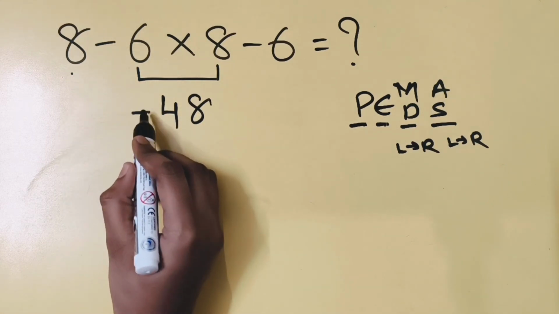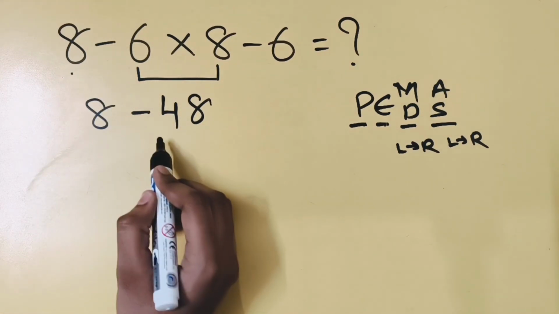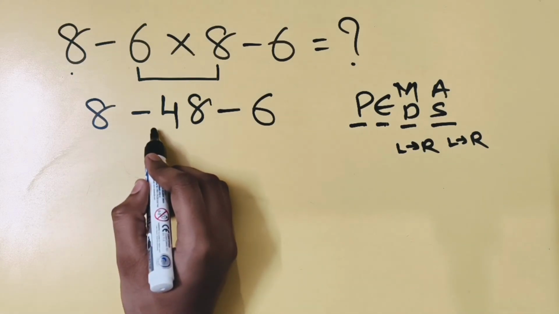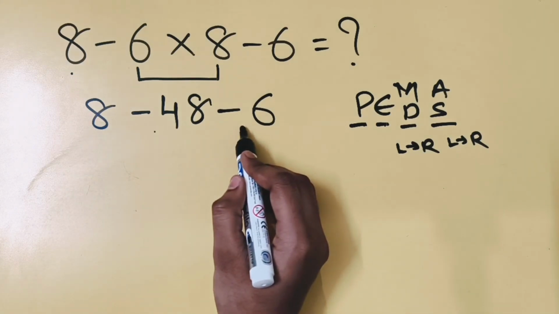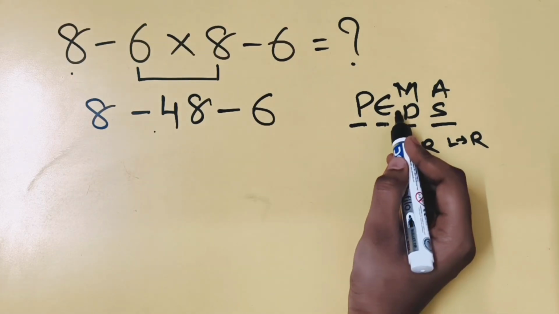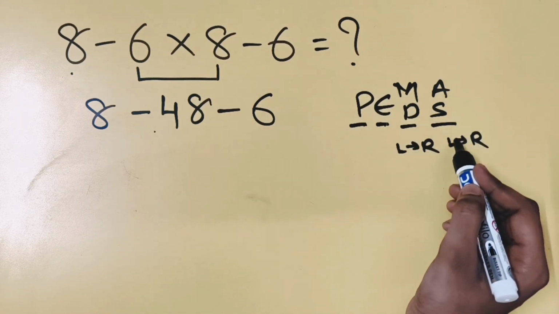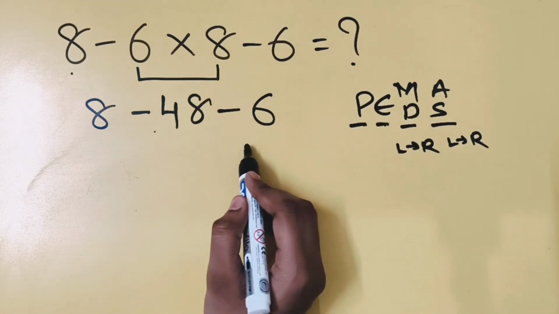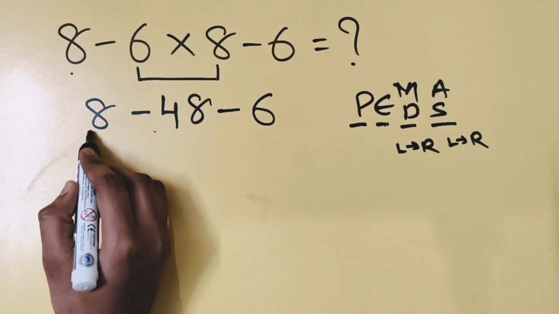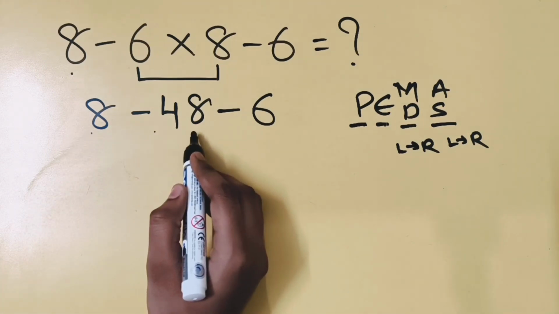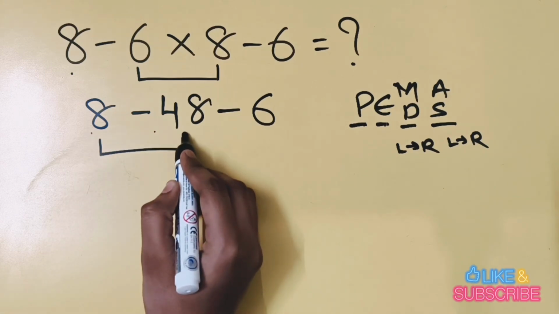Here we get the negative sign, and again 8 − 6. Now positive 8, negative 48, and negative 6. After the multiplication we have the addition or subtraction. It goes from left to right. So first here we have positive 8 and negative 48. For positive 8 and negative 48 we need to do the subtraction.